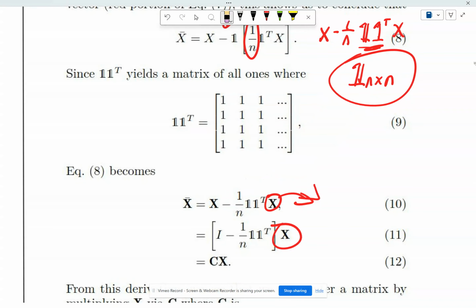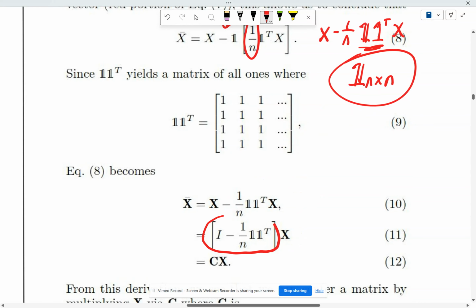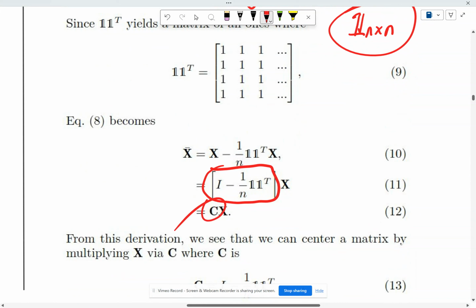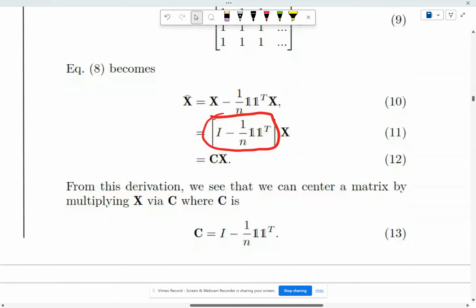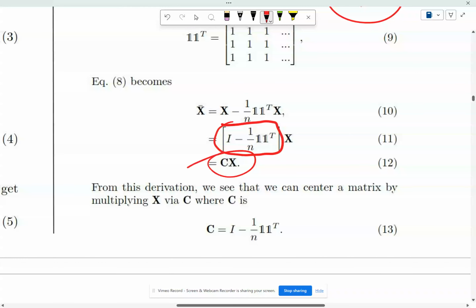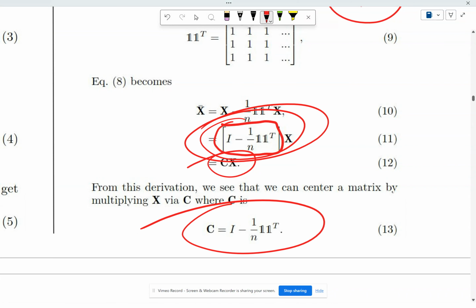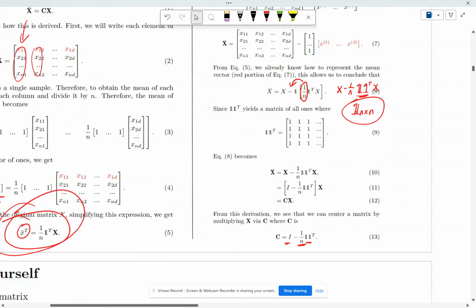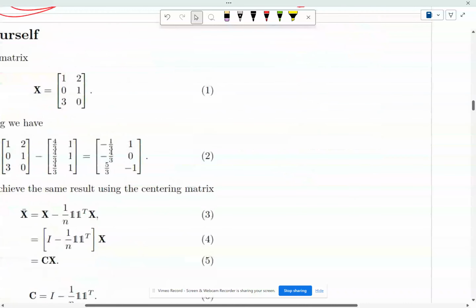This means that x multiplied by this right here, by this matrix, which I'm going to call the centering matrix, will center the data. So this right here centers the data. From this derivation, we see that this right here is the centering matrix. So this is the identity, minus 1 over n, times the 1 matrix. So this is the second way to essentially perform centering.